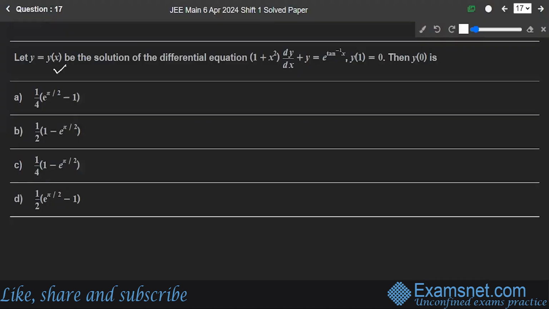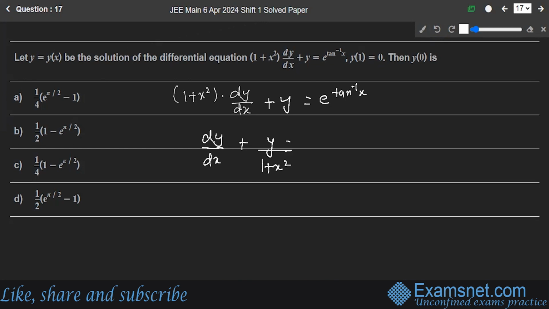Question number 17: let y equal to y(x) be the solution for this differential equation. If y of 1 is equal to 0, you have to find out y of 0. So I have to basically find out the y function. Okay, let's write down the equation. You have (1 plus x squared) dy by dx plus y is equal to e raised to power tangent inverse x. So here you will have dy by dx plus y upon 1 plus x squared, dividing both sides by 1 plus x squared, is equal to e raised to power tangent inverse x upon 1 plus x squared.